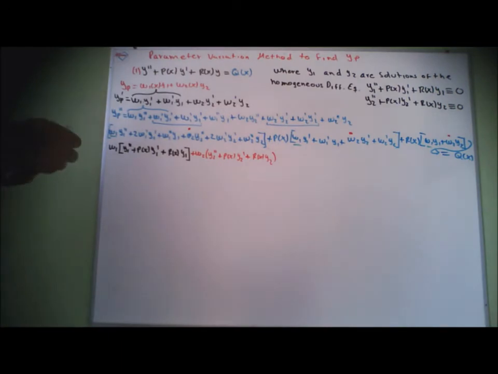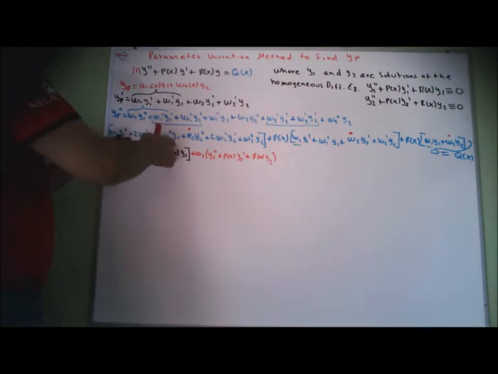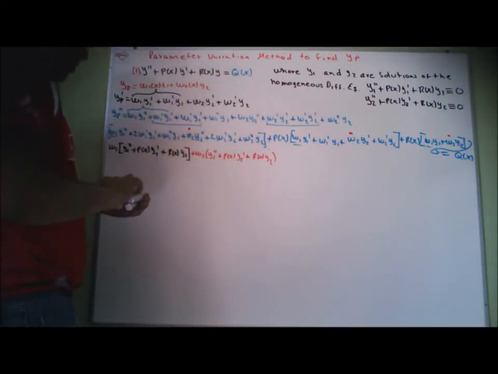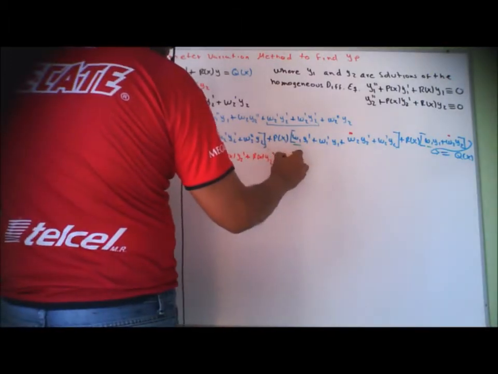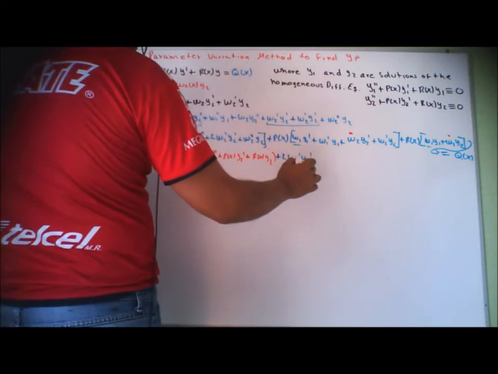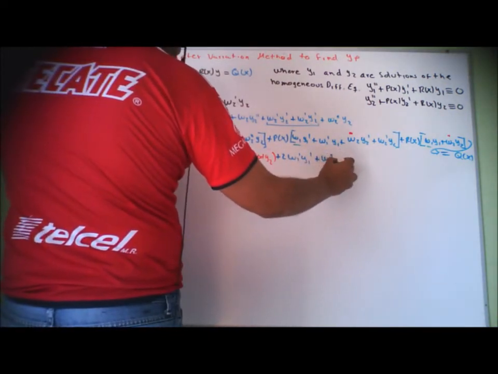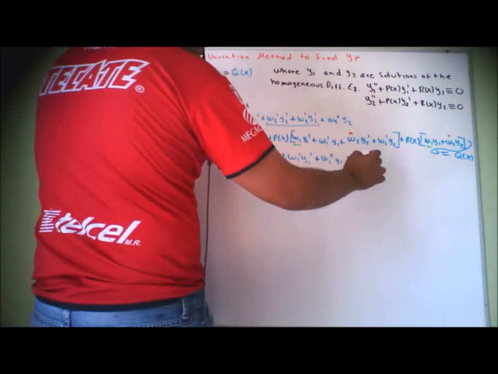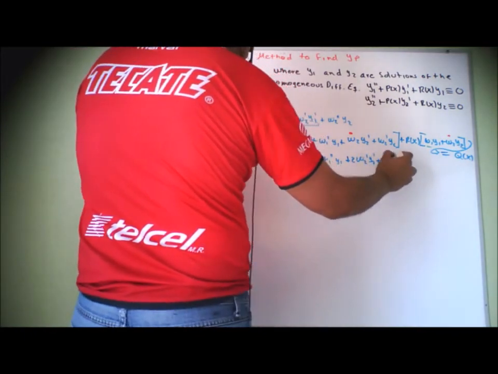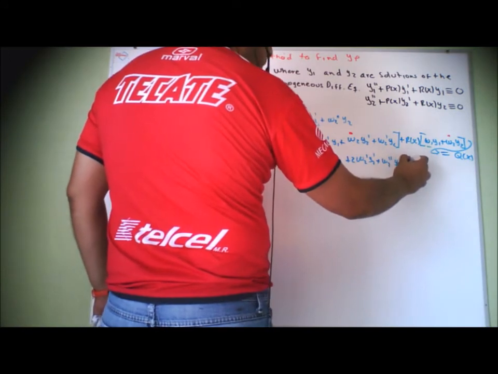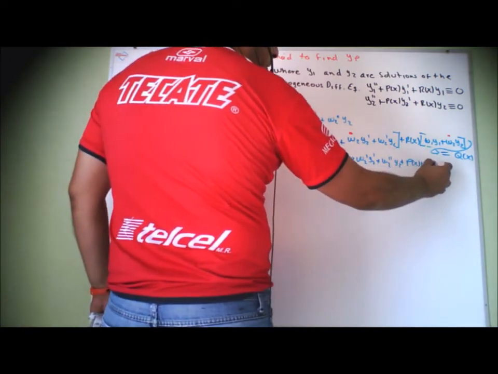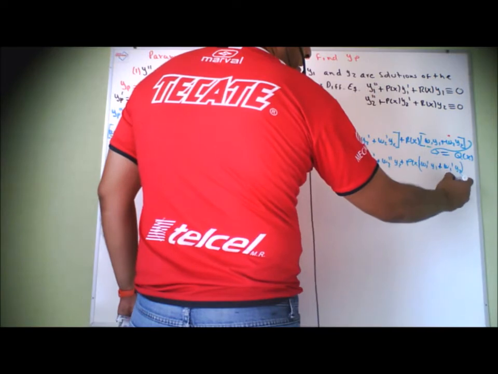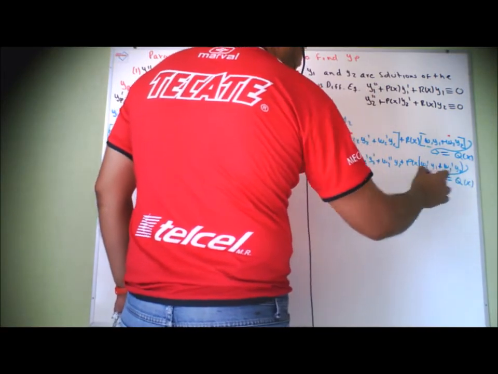Okay, and now let's write the rest. The rest is this part, this and this, and that's already covered. So it's going to be this part plus 2 w1 prime y1 prime plus w1 double prime y1 plus 2 w2 prime y2 prime plus w2 double prime y2, and then plus p of x y1 prime y1. I'm going to factorize this plus w2 prime y2, and this is supposed to be equal to q of x. Again, I didn't have enough space.